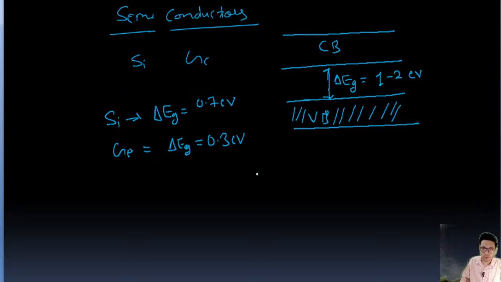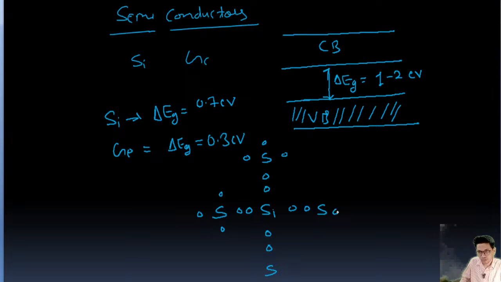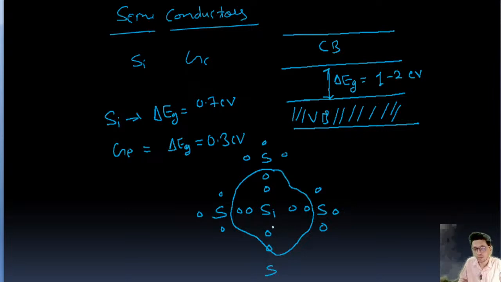If we talk about silicon, it has 4 outermost electrons. So there are 4 outermost electrons in silicon.